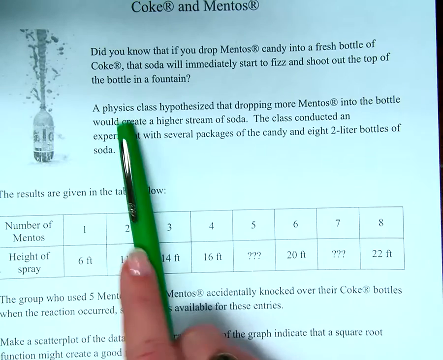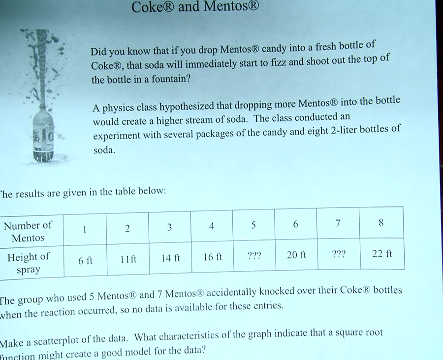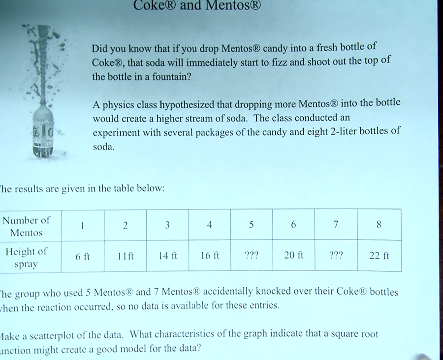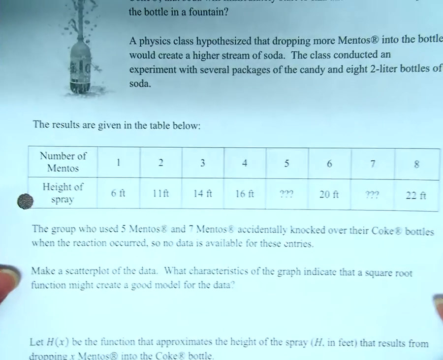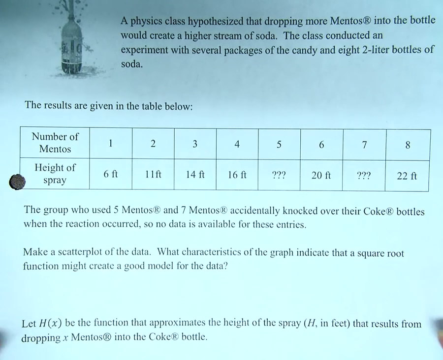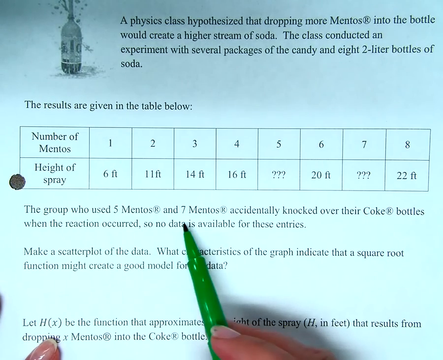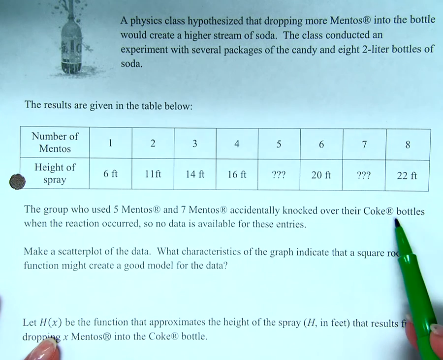A physics class hypothesized that dropping more Mentos into the bottle would create a higher stream of soda. The class conducted an experiment with several packages of the candy and 8 2-liter bottles of soda. Here are the results. The group who used 5 Mentos and 7 Mentos accidentally knocked over their Coke bottles.